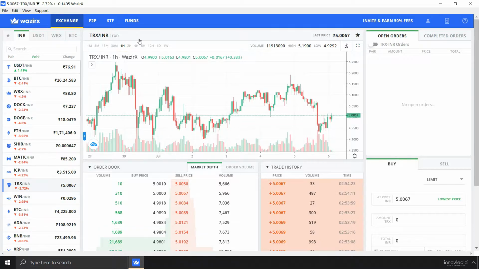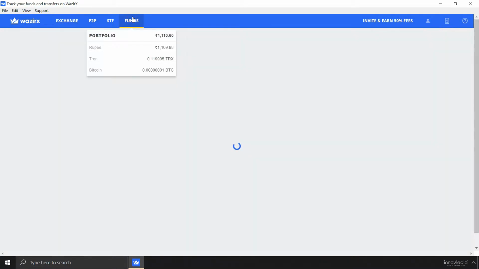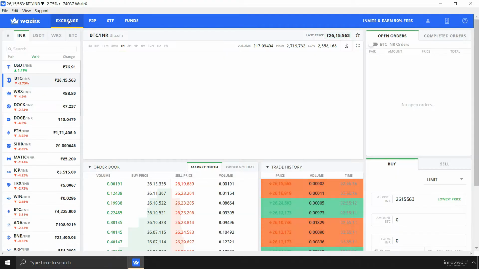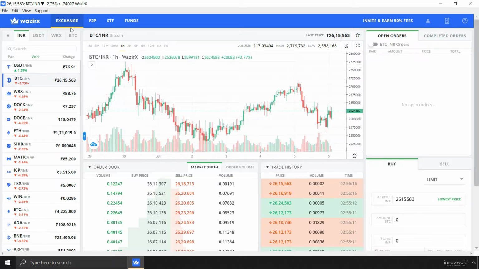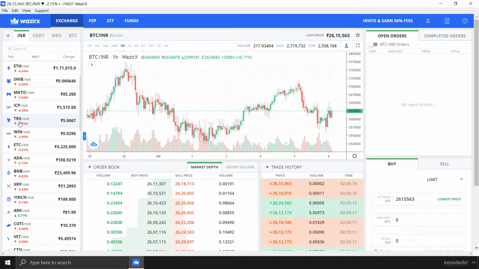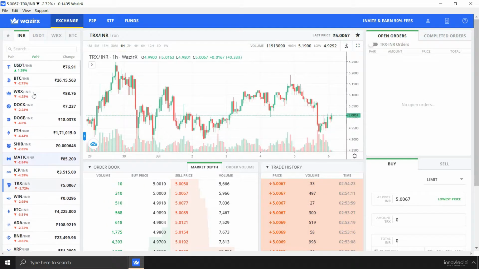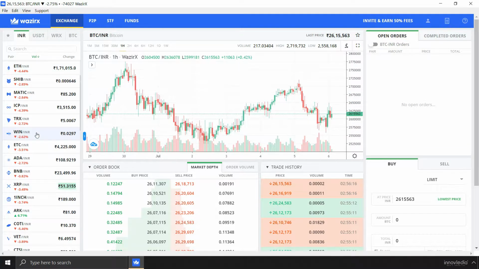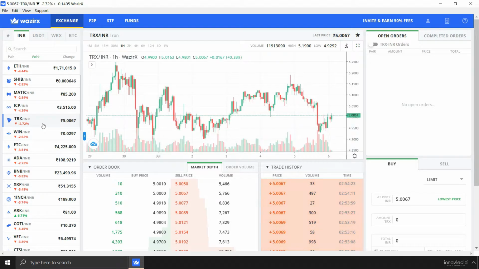Before you buy any cryptocurrency, make sure that you have sufficient funds in your wallet. You need to have an amount greater than rupees 100 to be able to purchase cryptocurrencies on WazirX Exchange. So once you are here on the exchange tab, all you have to do is search for that pair, TRX INR, or any pair that you like. Here is the Bitcoin INR pair. You can buy Bitcoin using this exchange, and I'm going to buy Tron, so I'm going to click on this.